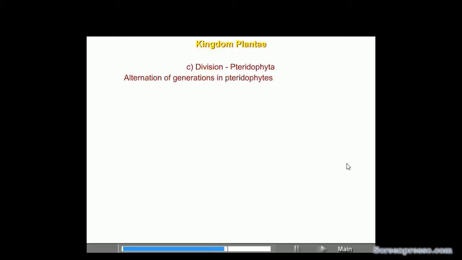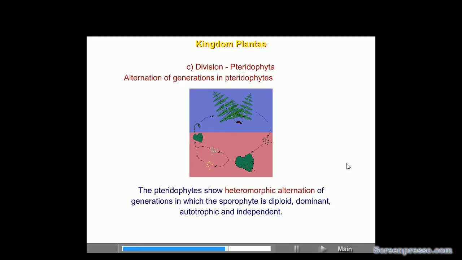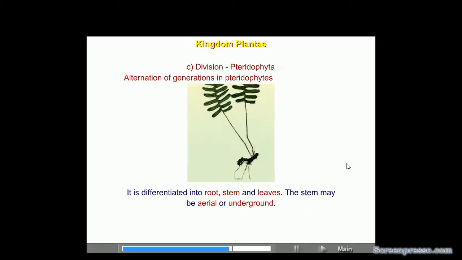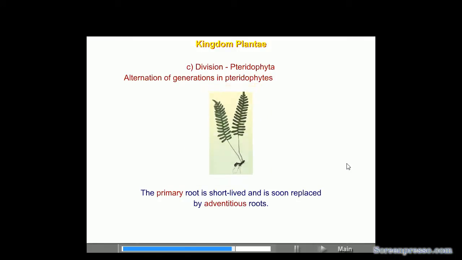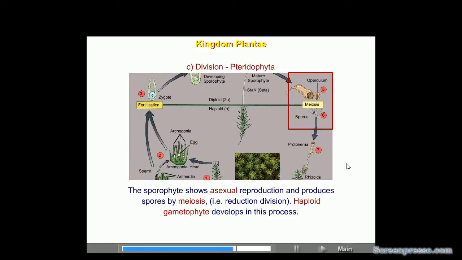Alternation of generations in pteridophytes. The pteridophytes show heteromorphic alternation of generations, in which the sporophyte is diploid, dominant, autotrophic, and independent. It is differentiated into root, stem, and leaves. The stem may be aerial or underground. The primary root is short-lived and is soon replaced by adventitious roots. The sporophyte shows asexual reproduction and produces spores by meiosis, that is, reduction division.